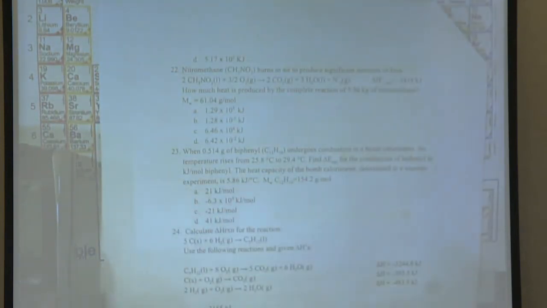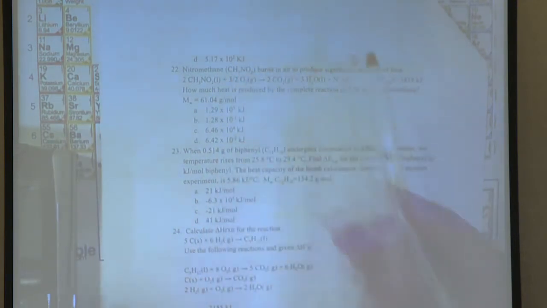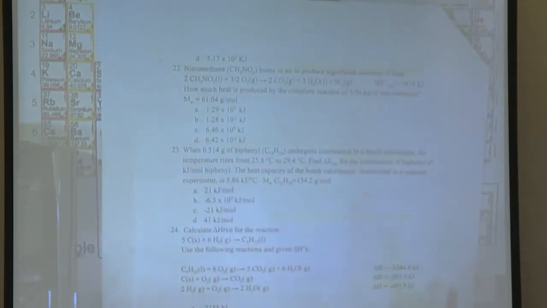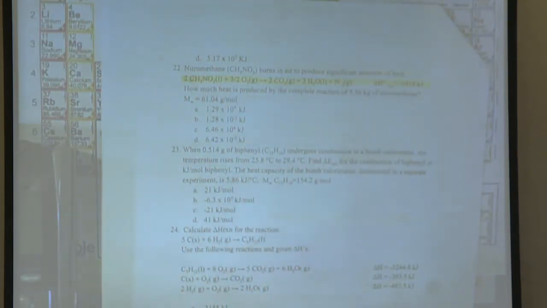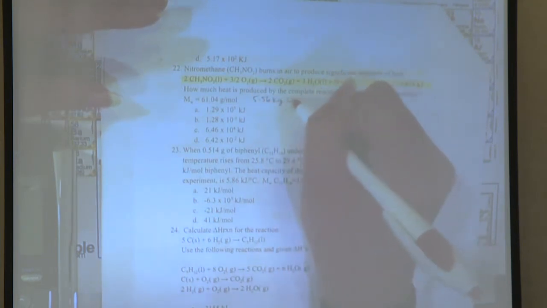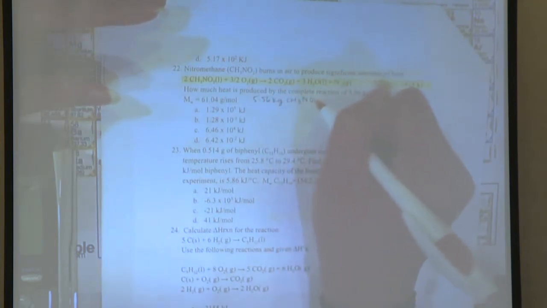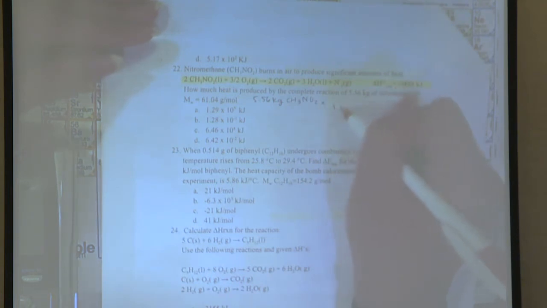Number 22: Nitromethane, which is this guy, burns in the air to produce lots of heat. This is your equation right there. How much heat is produced by the complete reaction of 5.56 kilograms of nitromethane? First thing you want to get that to is moles, right? So if I have 5.56 kilograms of nitromethane, in every 1 kilogram, there are 1,000 grams.